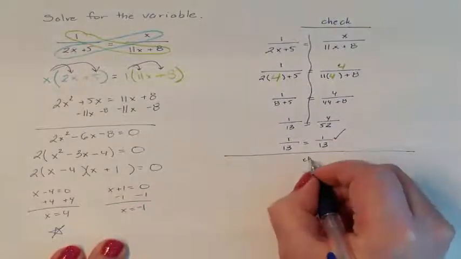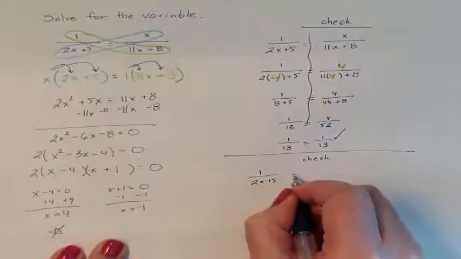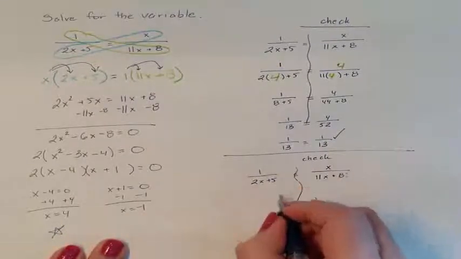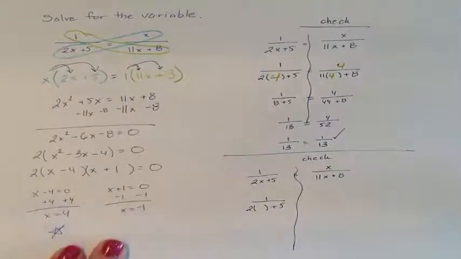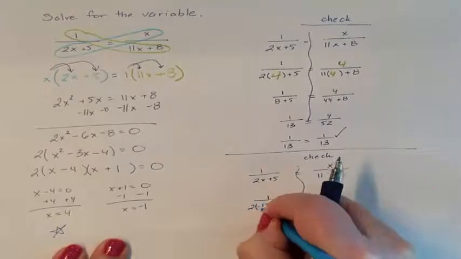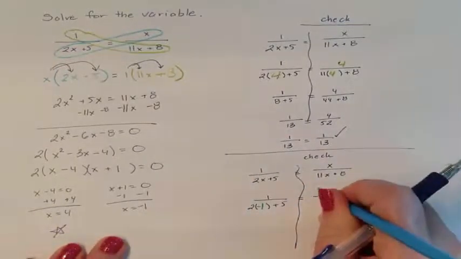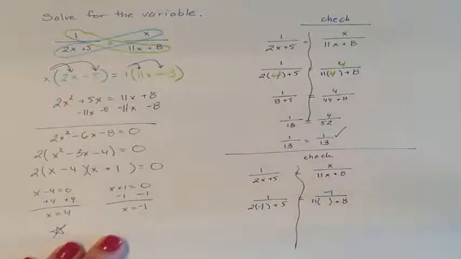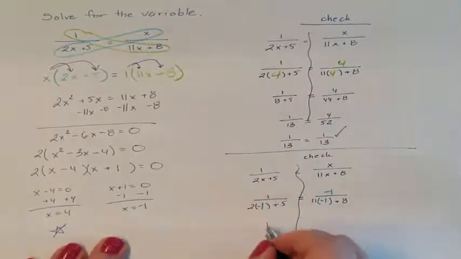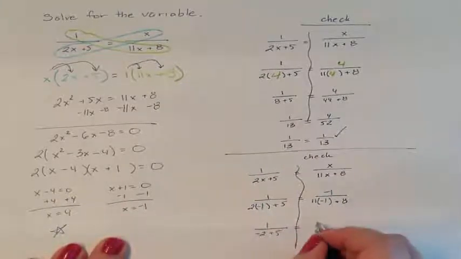Now let's go ahead and check our second answer. You have to check the original typed out problem. So this is 1 all over 2 times my other answer, which is a negative 1. And this is supposed to be, I need the negative 1 in the numerator. And this is 11 times the negative 1 plus 8. So 1 on the numerator, negative 2 plus 5. Negative 1 in the numerator.